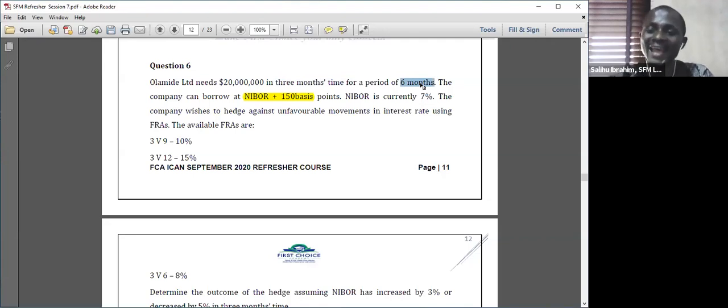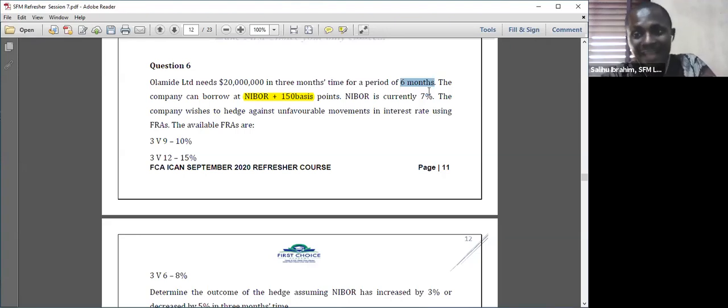So for me to decide what contract we apply, I will say 3. That is the period from when I will need that money, the period from when I will start the borrowing, that I will actually borrow that particular amount. That is in 3 months' time. Then you add it to the length of time you are going to use that money. So if I say 3 plus 6, that is 9.